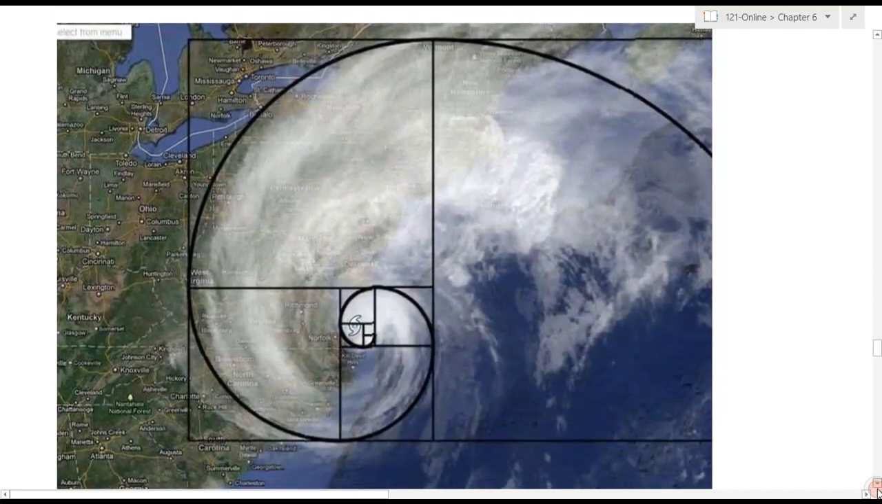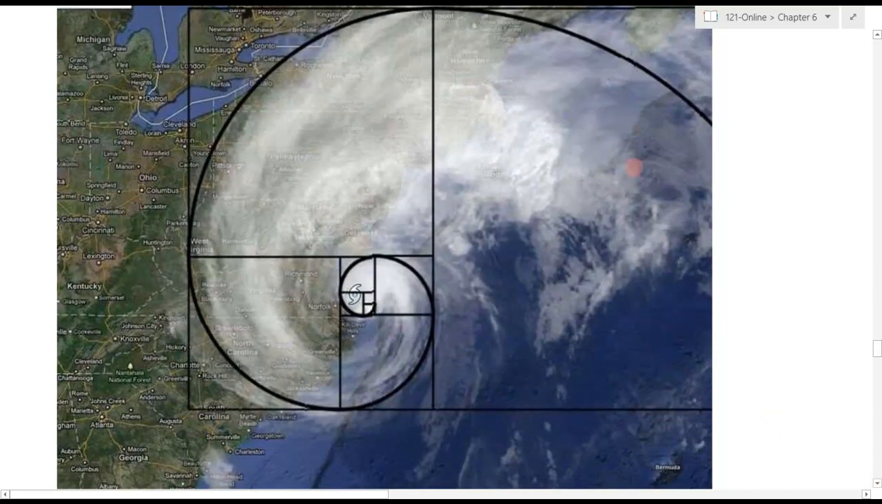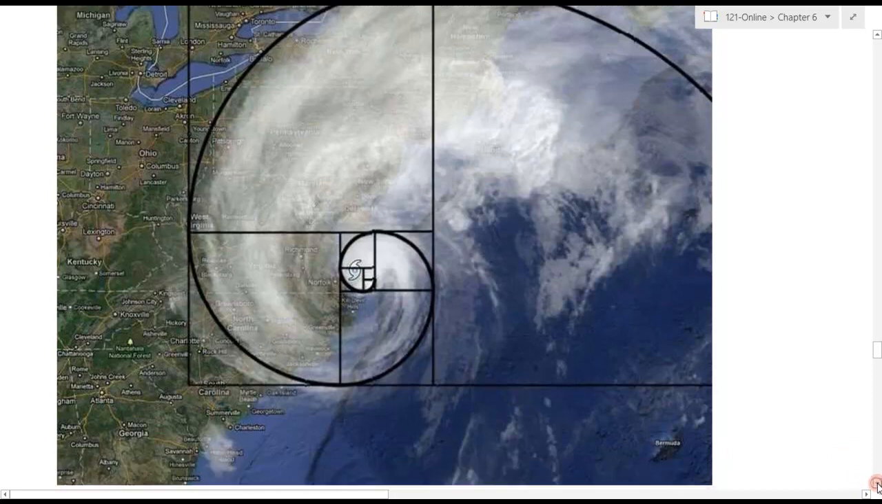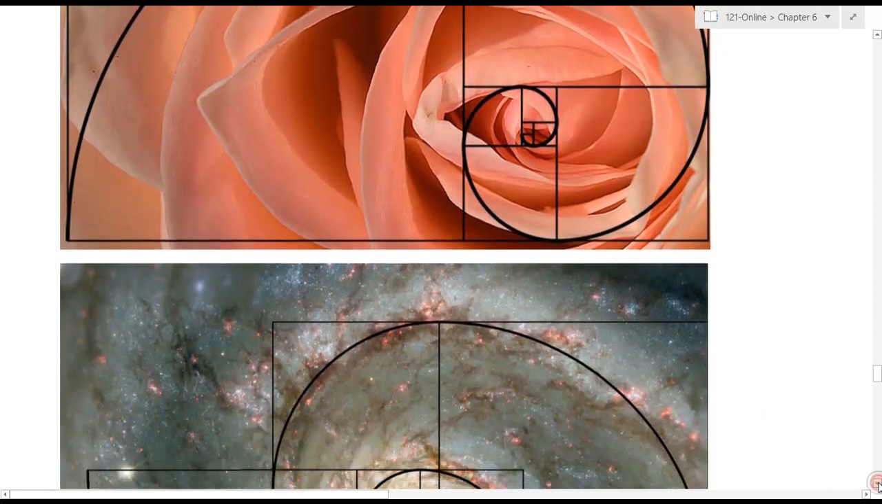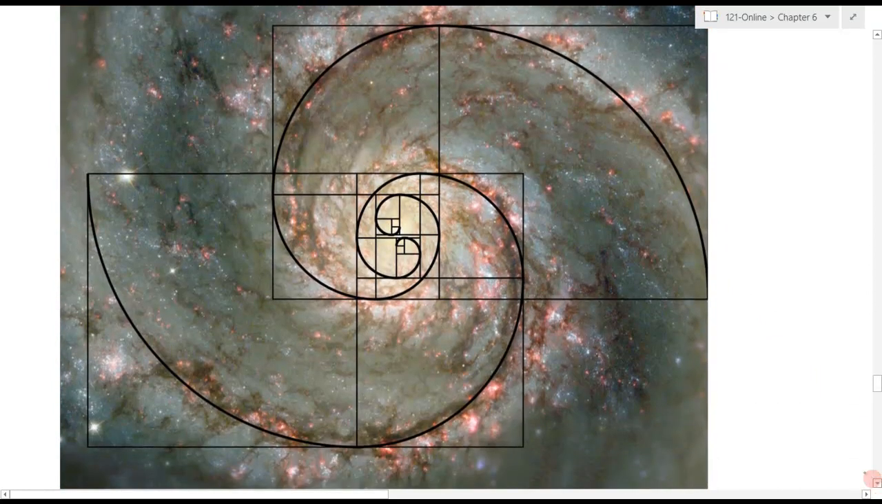You can also see that, very interestingly, here's a hurricane, and you can see that same spiral shape in the way that the hurricane is spinning around. Also, you can see that in the way that the rose petals grow as they spiral out as that's growing. You can even see that spiral shape in the various galaxies. They have these spiral galaxies, and they exhibit that same behavior that you can see there.